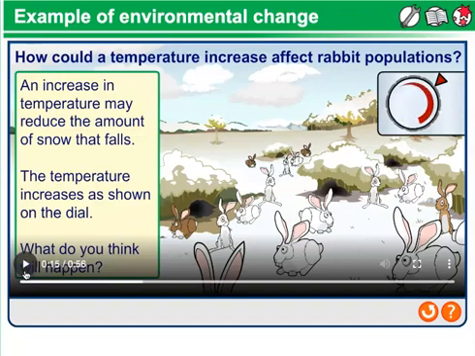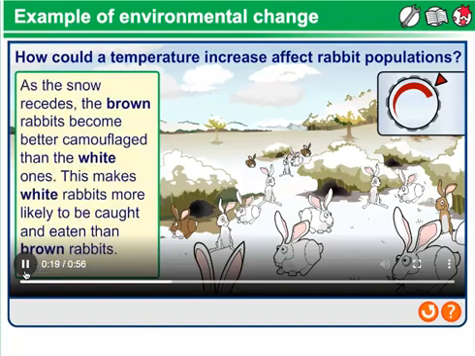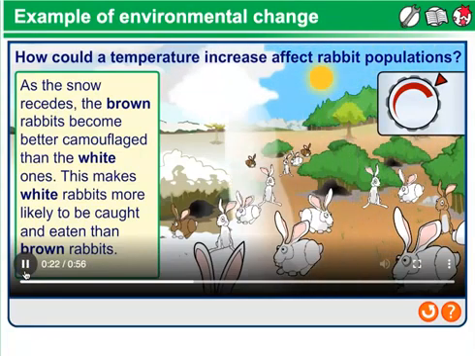An increase in temperature may reduce the amount of snow that falls. The temperature increases, as shown on this dial. What do you think might happen? As the snow recedes, the brown rabbits become better camouflaged than the white ones. This makes white rabbits more likely to be caught and eaten than brown rabbits.